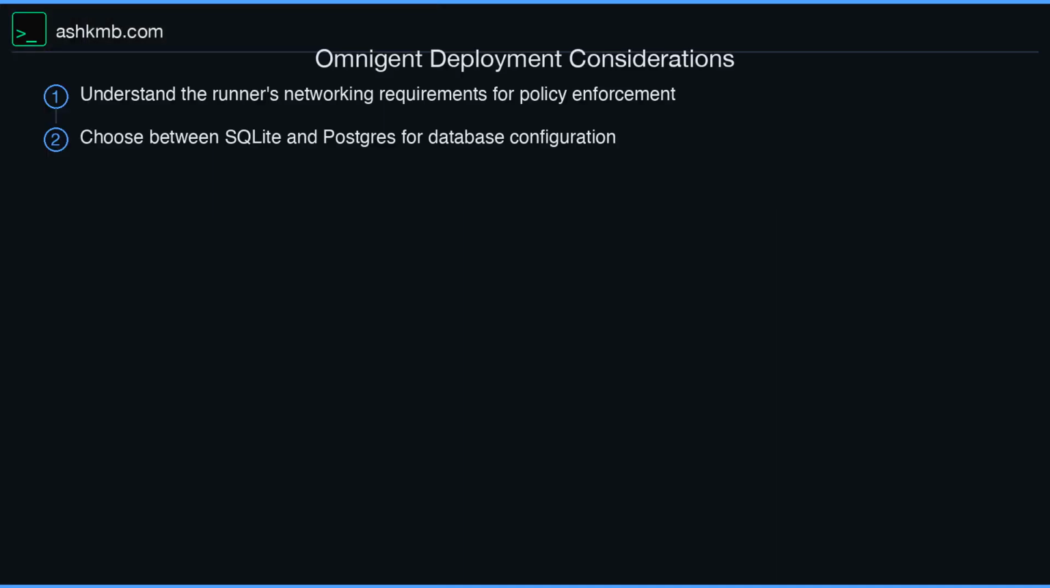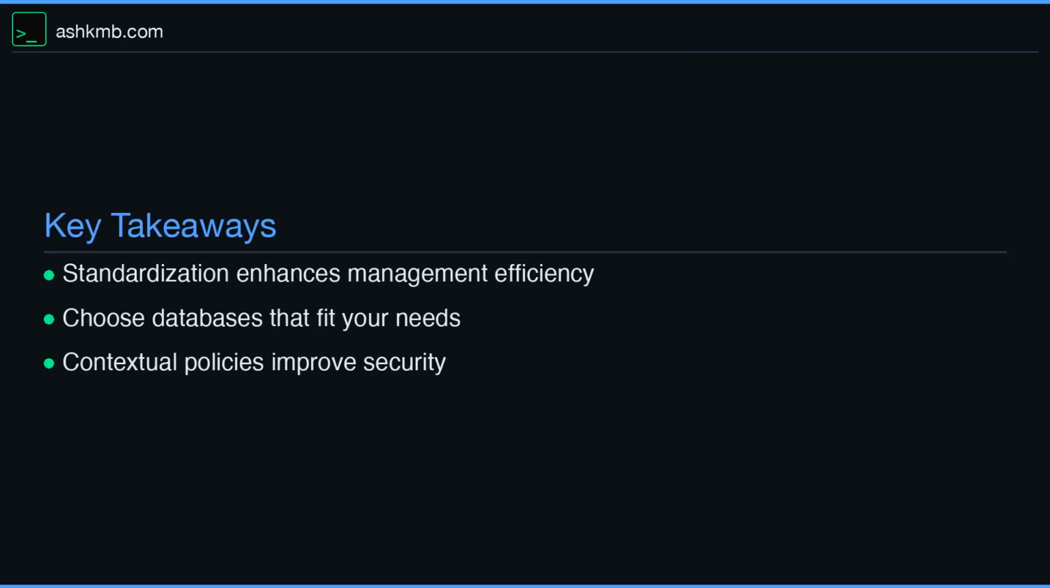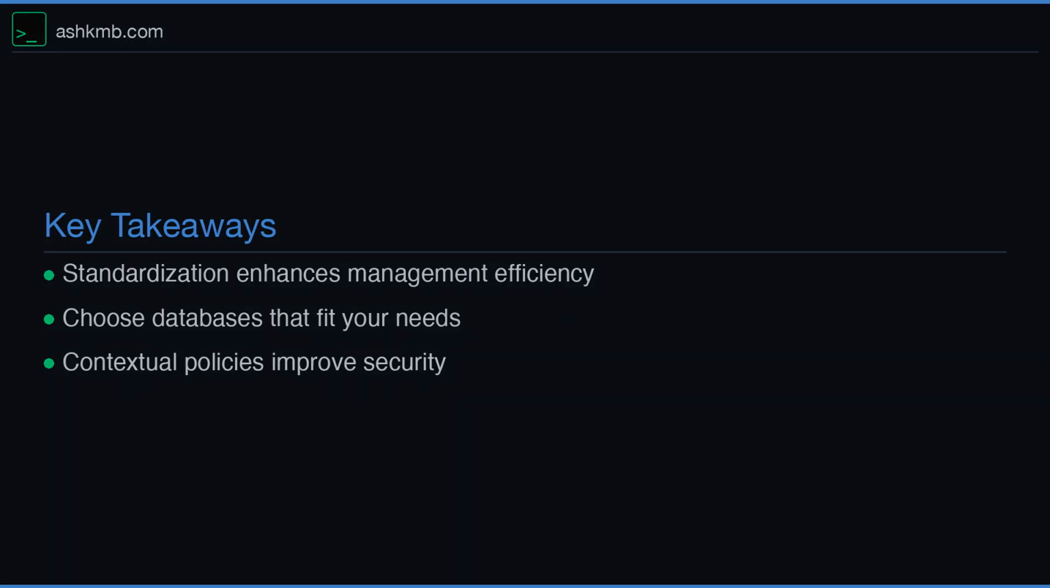When deploying Omnigent, there are key considerations to keep in mind. First, understand the runner's networking requirements for effective policy enforcement. Next, you'll need to decide between SQLite and Postgres for your database configuration. In summary, standardizing AI agent management enhances efficiency, while choosing the right database can make a significant difference in deployment. Contextual policies improve security. How will you define your agent's policy rules to best manage risk in your organization?